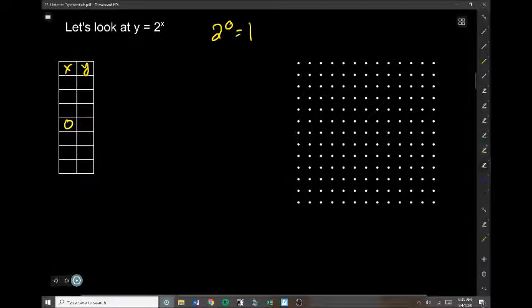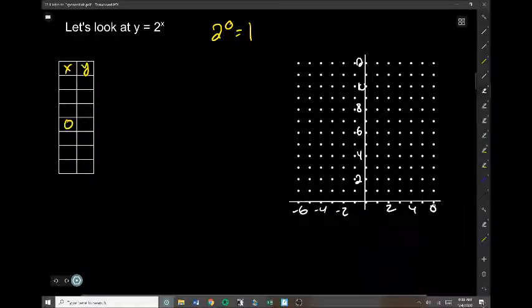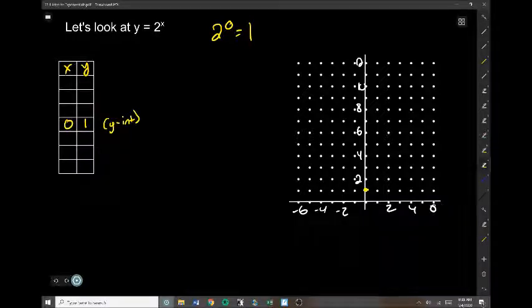So let me just draw an x and y axis on here real quick. I'm going to make it like this. You'll see why in a second. I plugged in 0 for x. I got out 1 for y. That is the y-intercept, 0, 1. If we plug in 1 for x, 2 to the first is just 2. If we plug in 2 for x, 2 to the second is 4. If we plug in 3 for x, 2 to the third is 8.